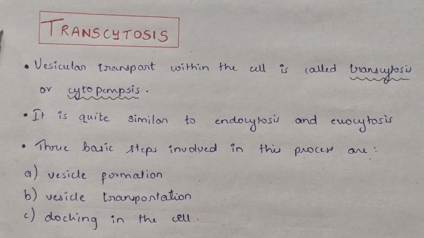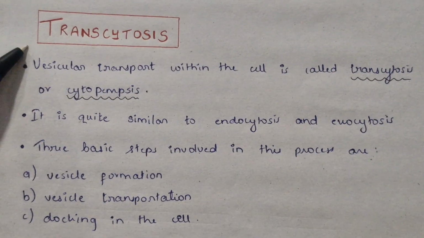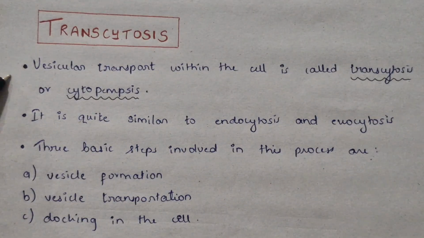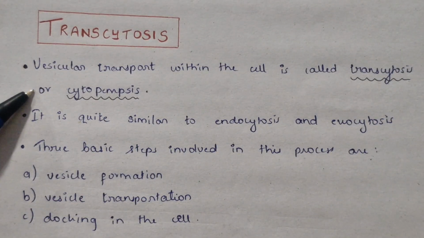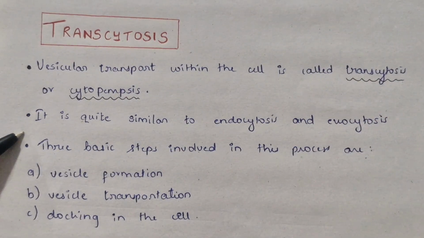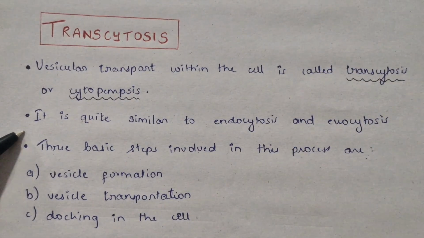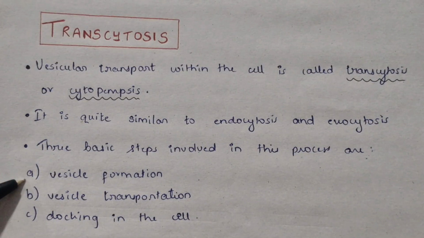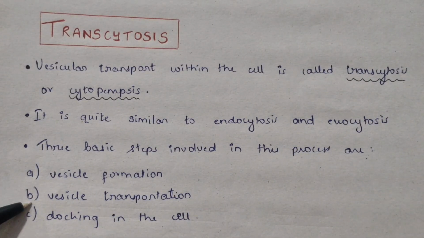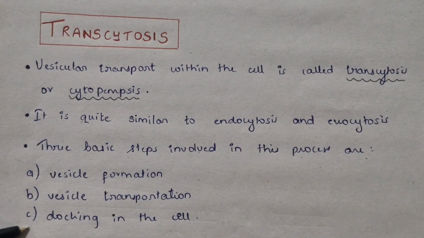The third one under vesicular transport is transcytosis. Vesicular transport within the cell is called transcytosis or cytopempsis. It is quite similar to endocytosis and exocytosis. Three basic steps involved in this process are vesicle formation, vesicle transportation, and docking in the cell.